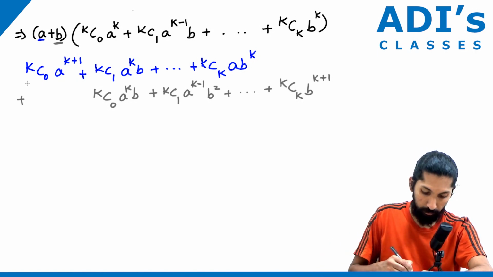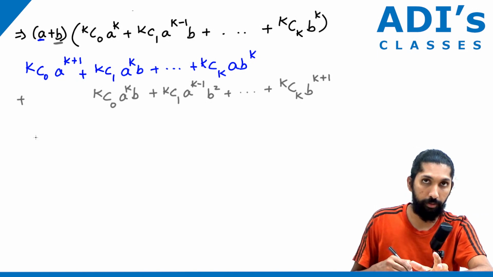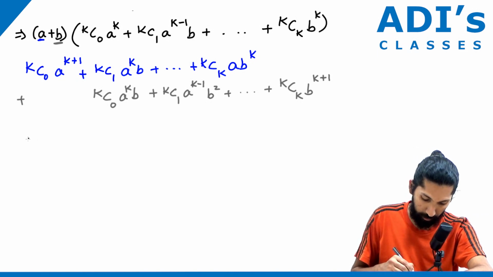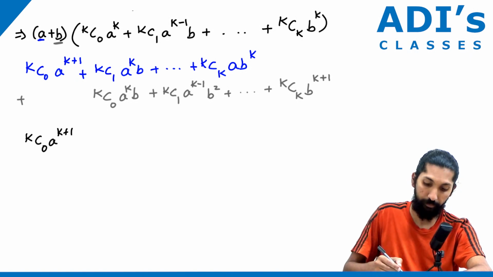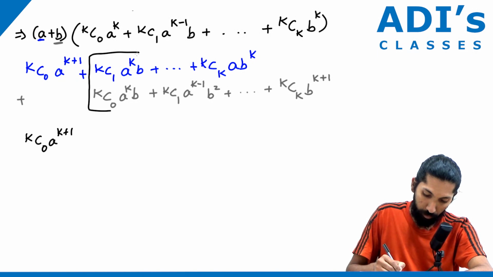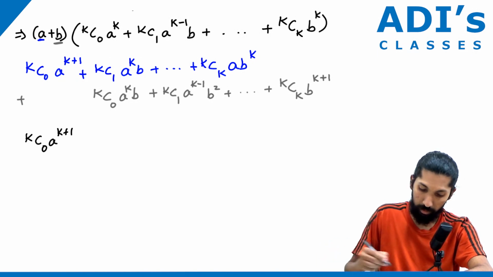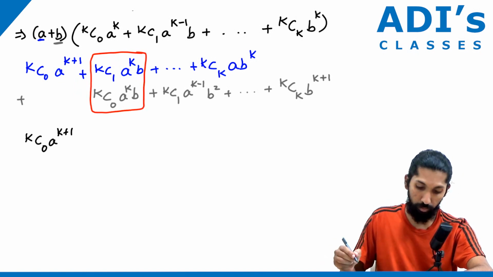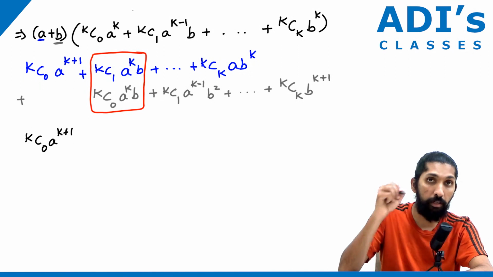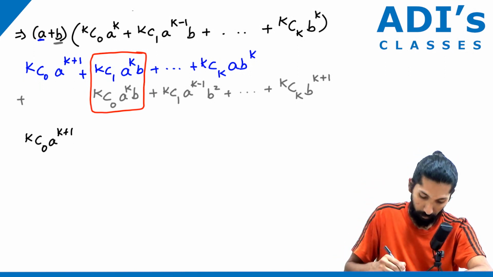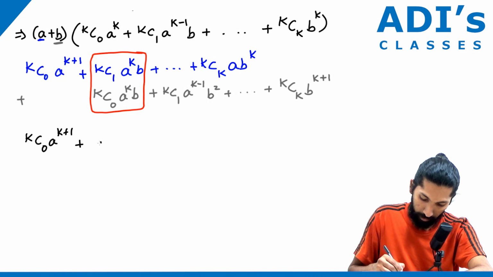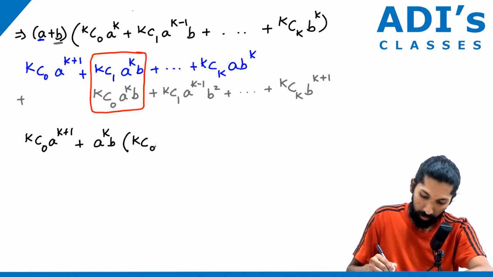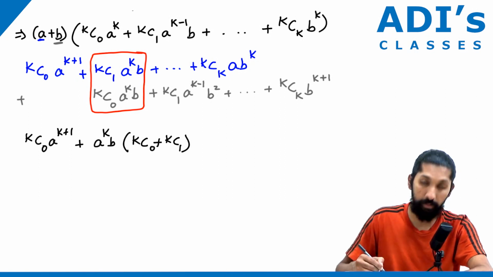Now the first term, write it as it is. That you are not going to change. So we can write the first term as kC0 a to the power of k plus 1. Now what we'll do, we'll take these two first. In these two, a to the power of k into b is common, right? Plus, what we can write, a power k into b, (kC0 plus kC1), isn't it?